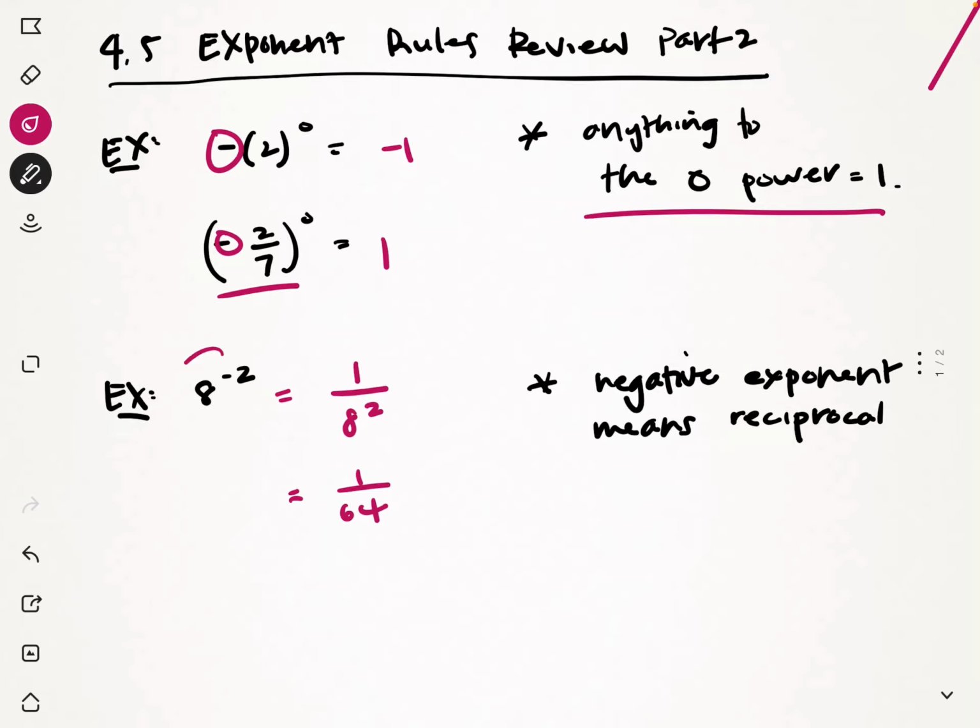If it's just a number, there's no fraction, we're going to drop it into the denominator. If it's on top in the numerator, it comes into the denominator. But if it's in the denominator, then we pull it up to the numerator because that is what the reciprocal does.